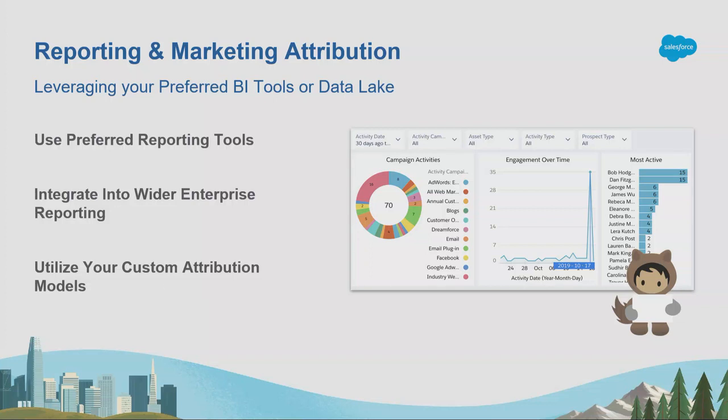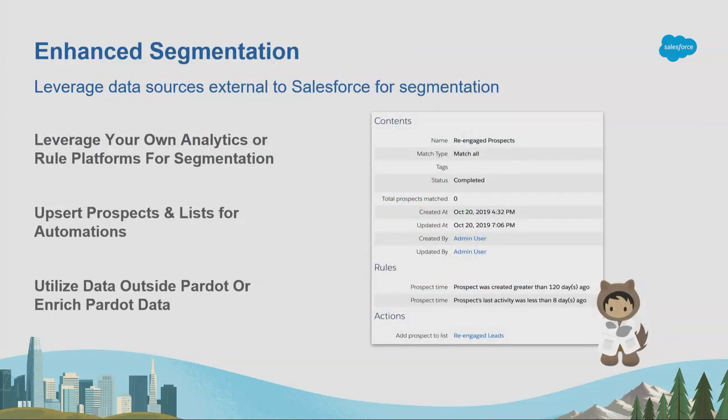And then another way is, if you've got maybe proprietary attribution models that you want to include, again, you can use the API to those ends as well. And then last, and certainly not least, enhanced segmentation. So segmentation, again, is the name of the game when it comes to marketing. If you're not segmenting properly or effectively, then you're not marketing properly or effectively at the end of the day.